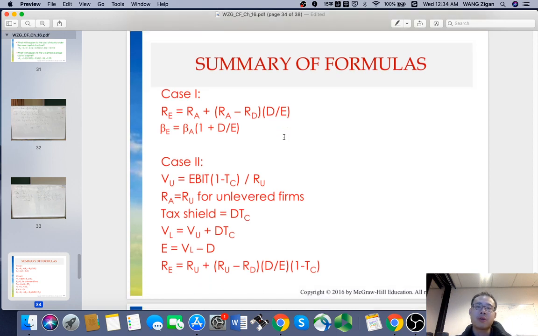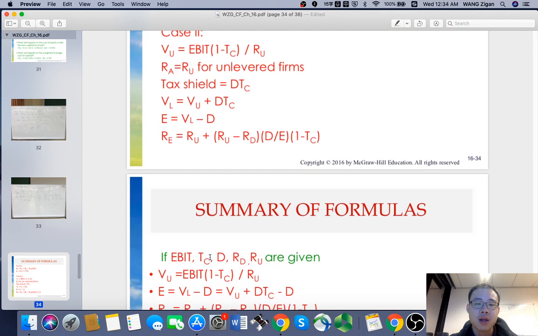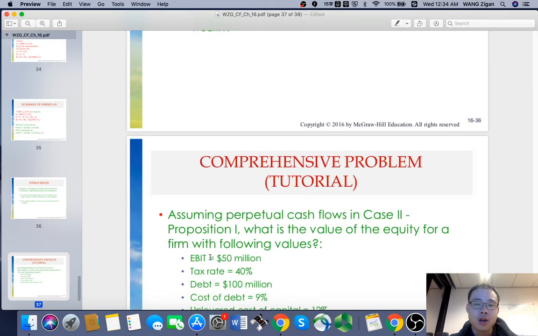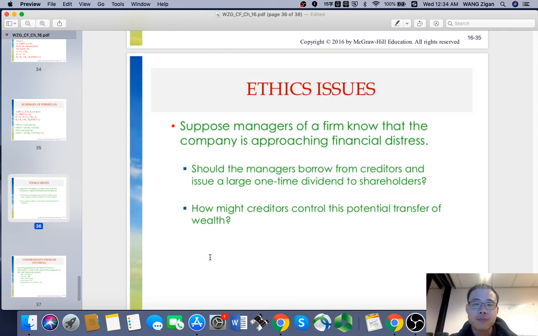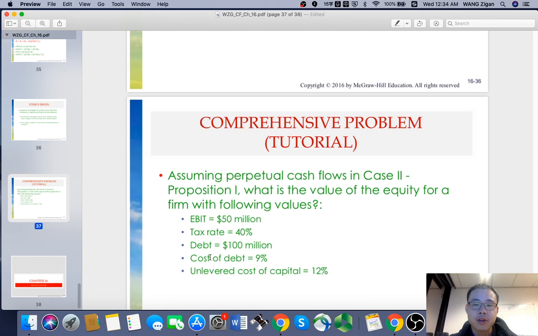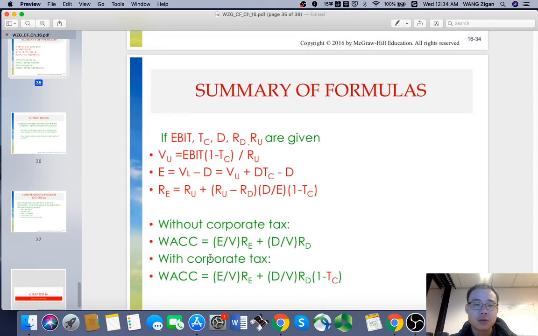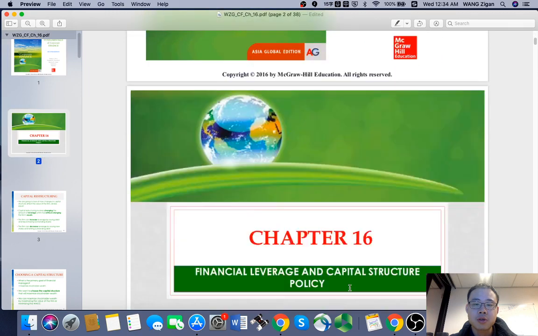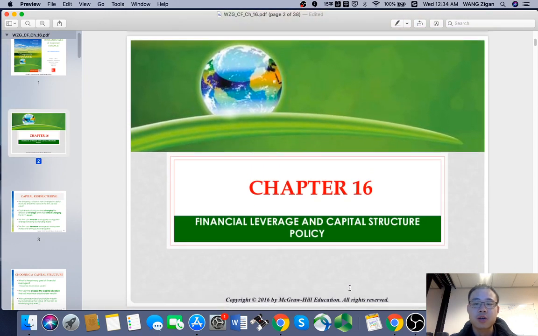So the summary of the formulas for case 1 and case 2 are summarized here. Basically, it's everything that I just talked about. I hope that you find these slides very clear. The other slide will be a comprehensive one, but you can study it by yourself. Okay, thank you. This is chapter 16, Financial Leverage and Capital Structure Policy.